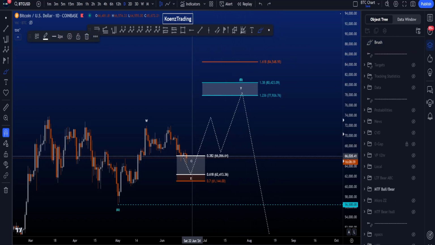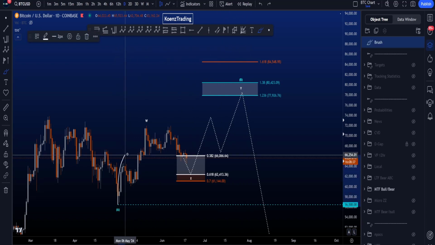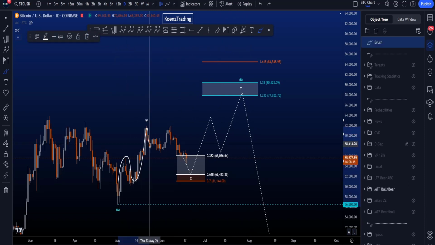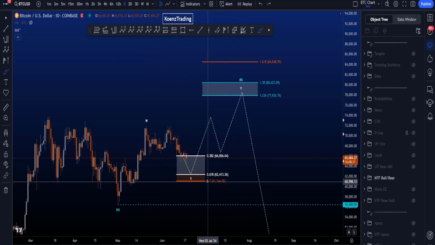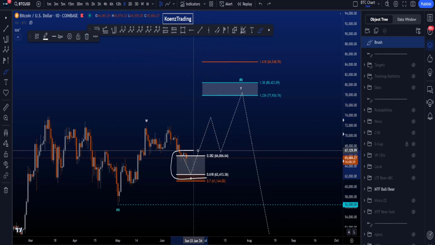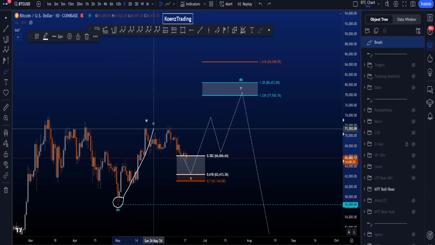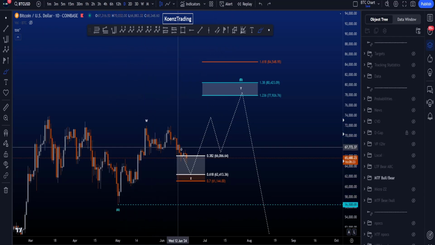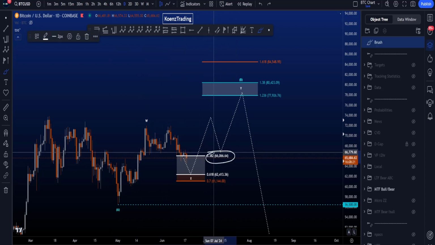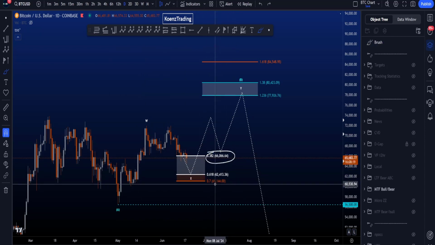Inside wave B, we look for a 3-wave corrective structure, and in this case a double zigzag in a wave W that is finished, looking for X, and then a wave Y to the upside. The common target for your wave X is between the 0.382 and the 0.618 Fibonacci, taken from the low to the high of W, giving you a target area between 66k and 62.4k.